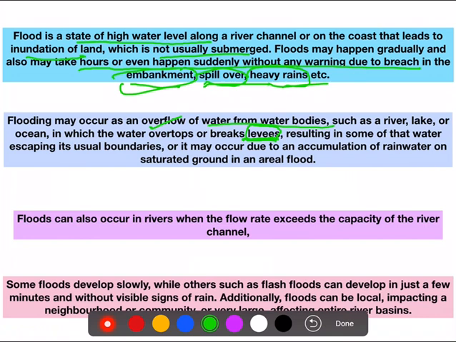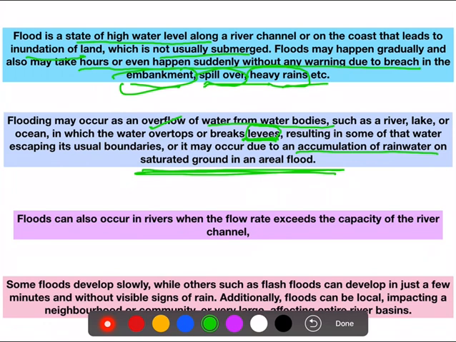All right, and also there can be floods due to accumulation of rainwater on saturated ground. If there is excessive rainfall continuously for some days, then the soil will not be able to absorb the moisture, and that can lead to a flooding scenario.